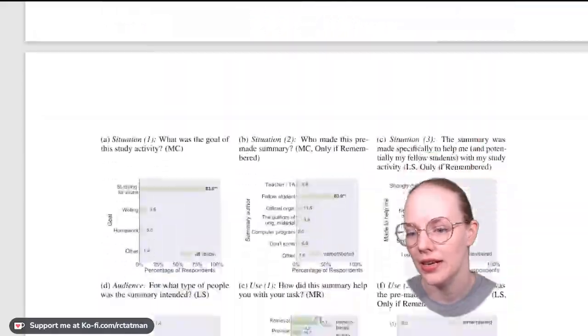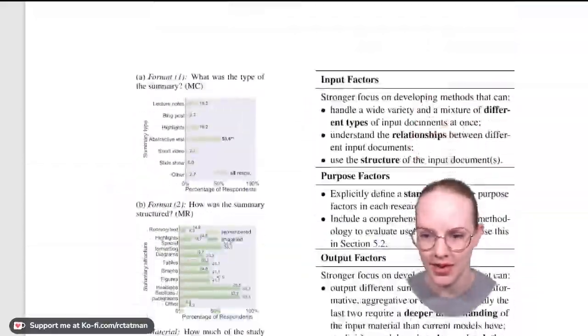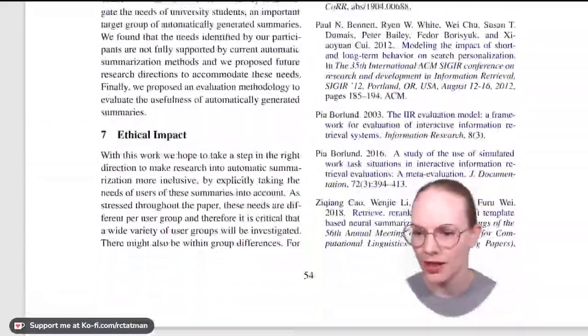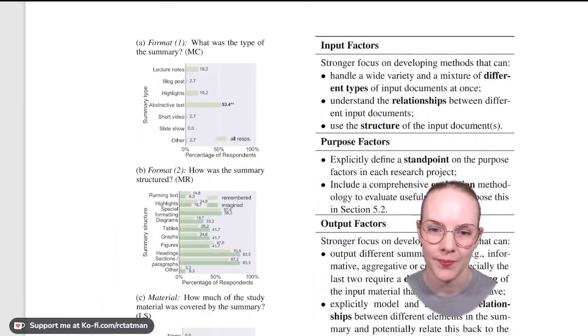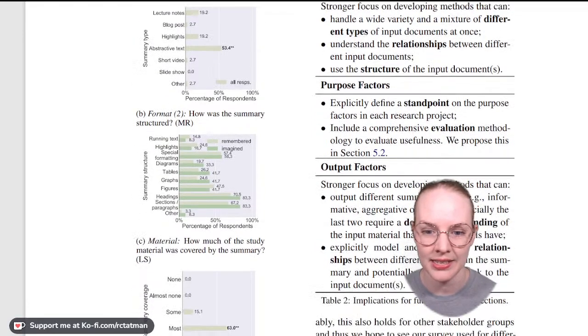All right, let's check out figure 6B. I think we're getting quite close to the end. Yeah, I just have a couple more pages. Oh, nice, don't have to move myself over. So the format of the summary, most often abstractive text, and then lecture notes, which are a form of summarization, and then highlights were tied.